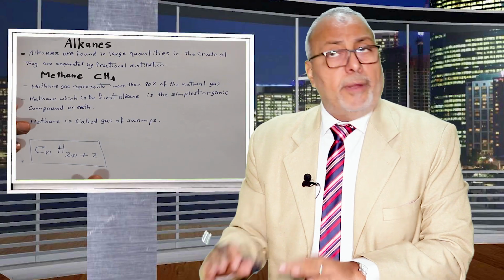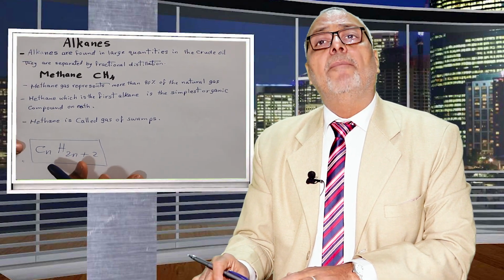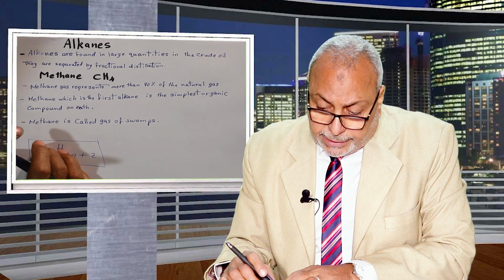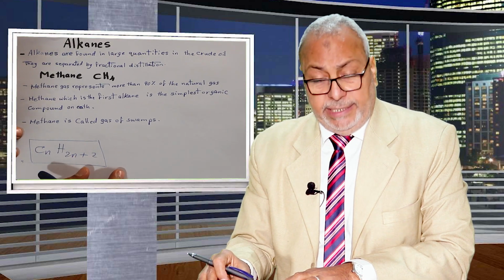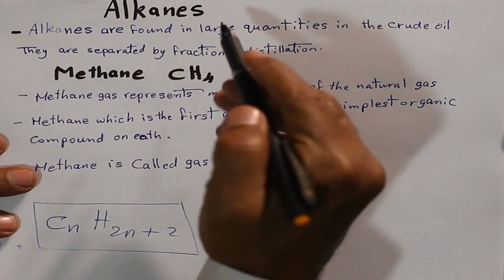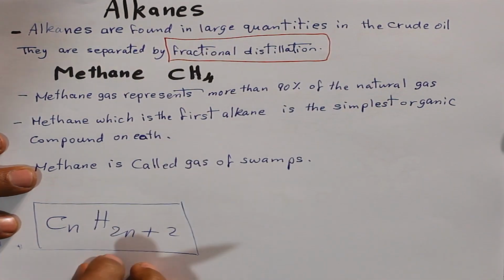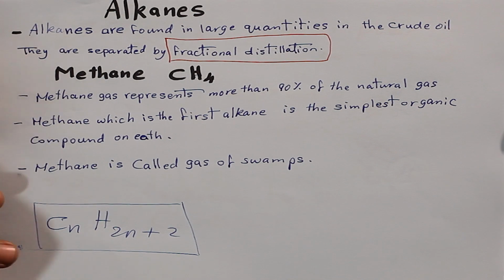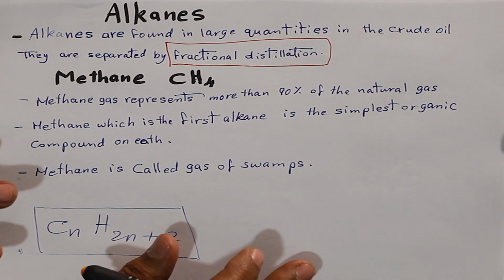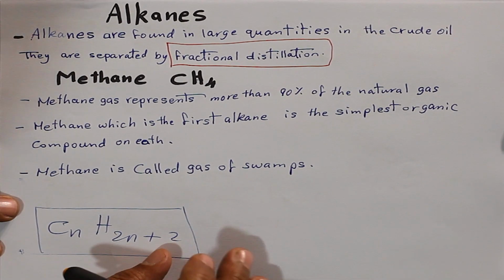We can separate between them by using fractional distillation. They are separated according to the boiling point of each compound.